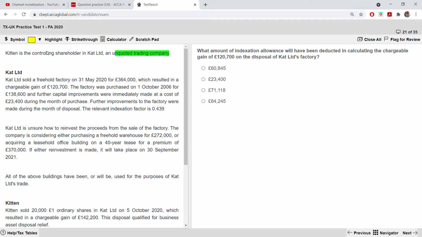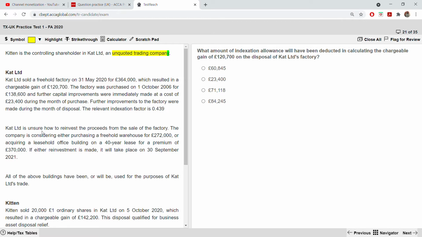Okay, let me highlight yellow. Okay, I think yellow is better color. CAT Limited sold a freehold factory on 31st May 2004, which resulted in a chargeable gain. The factory was purchased earlier and further capital improvements were immediately made at a cost during the month of purchase. Further improvements to the factory were made during the month of disposal. The indexation factor is given.